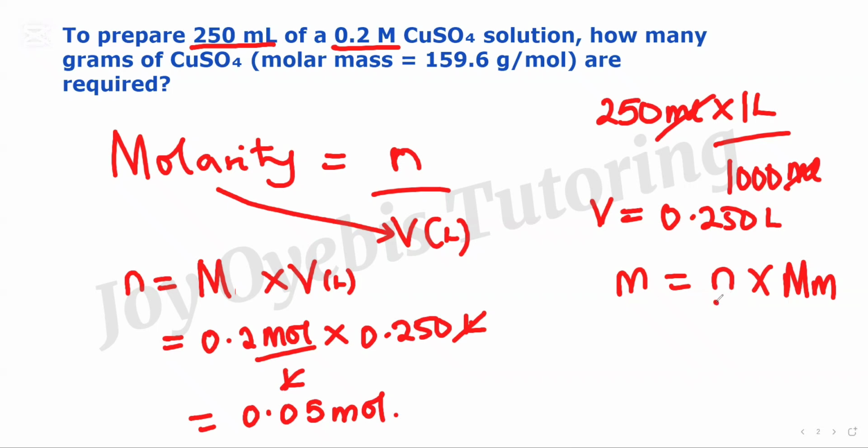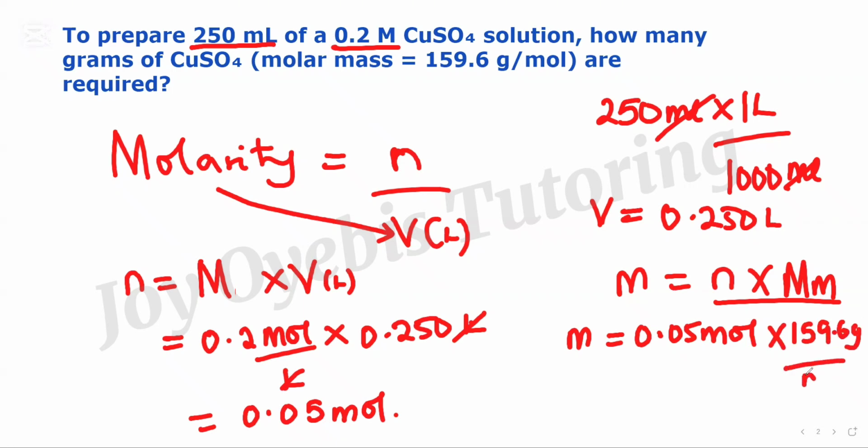Plug that into this equation. We're going to have the mass equals the 0.05 mole that we just calculated times the molar mass which they gave to us to be 159.6 grams per mole. The moles we cancel and we're left with grams, which is exactly what we're looking for. And that gives me 7.98 grams of CuSO4.